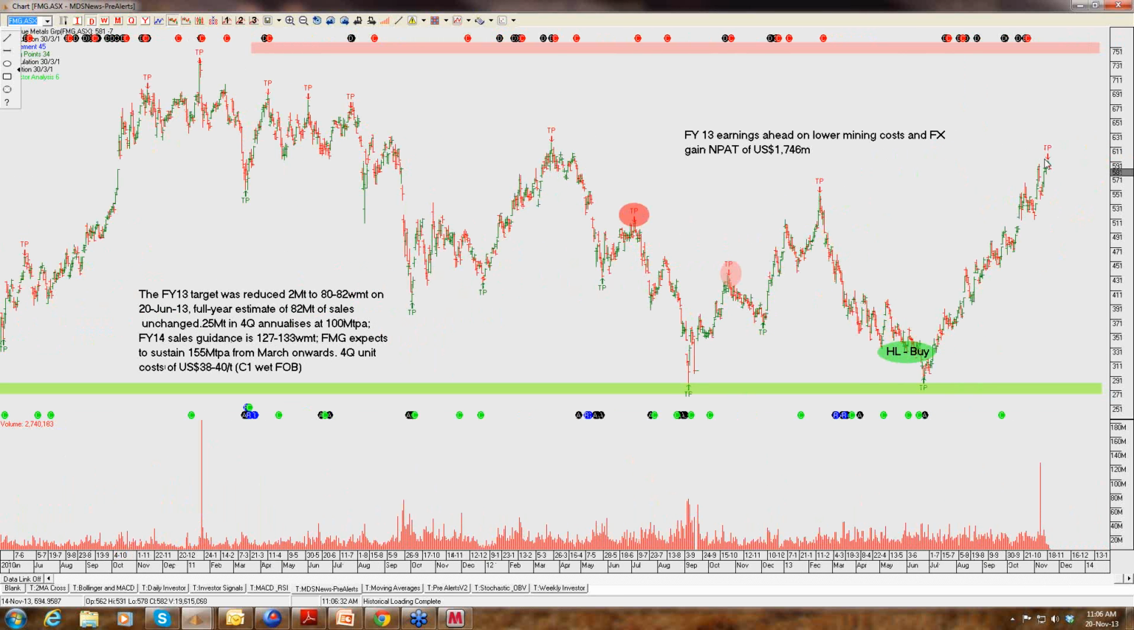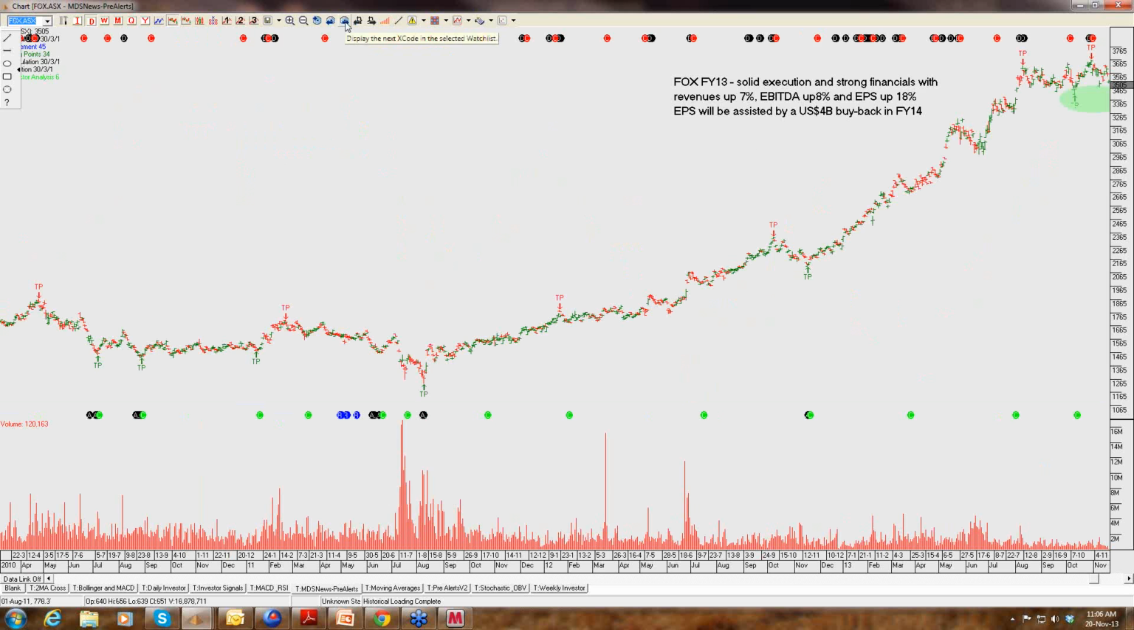Fortescue, I think for our liking, is just starting to get a little bit expensive. We're pretty bullish on Fortescue and iron ore prices at lower levels, but up around these levels we start to look to take profit on Fortescue and keep our exposure to BHP and Woodside Petroleum predominantly.